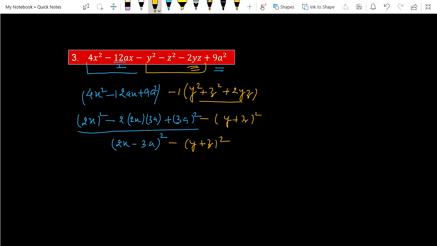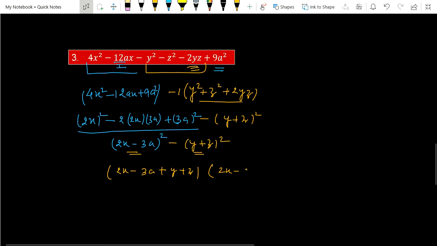Now we can see here, we can apply the difference of squares identity again. So the first factor is 2x minus 3a plus y plus z, and the second factor will be 2x minus 3a minus y minus z. If we are opening the bracket, automatically it should be minus y minus z. So these are the two factors.